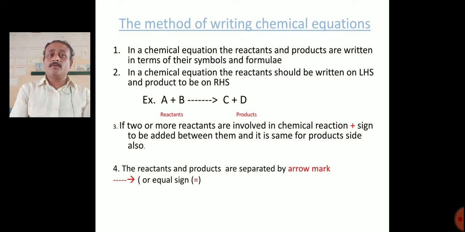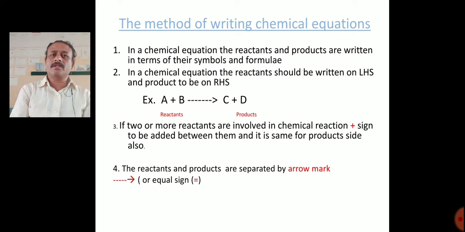Next, if two or more reactants are involved in a chemical reaction, a plus sign is added between each of the reactants, and the same should be used on the product side also. If there is one product, no problem. If more than one product is there, then between each product we have to put a plus sign, right?